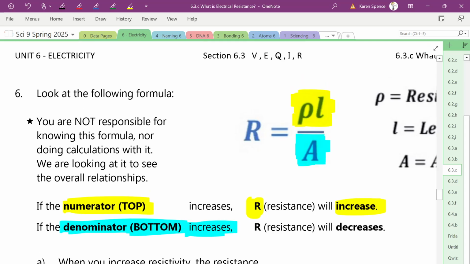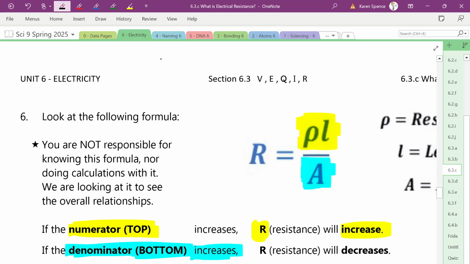So if I said we're going to start with 1/1, okay? If I make the top bigger, 2/1, the whole thing got bigger. If I make the bottom bigger, then that's smaller, okay?